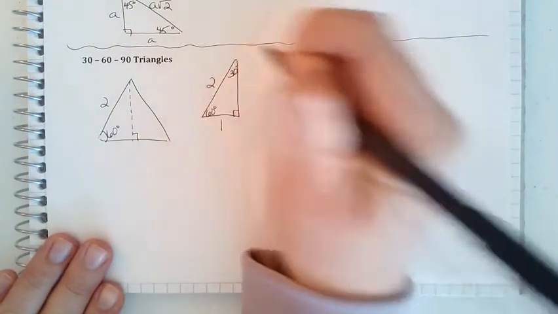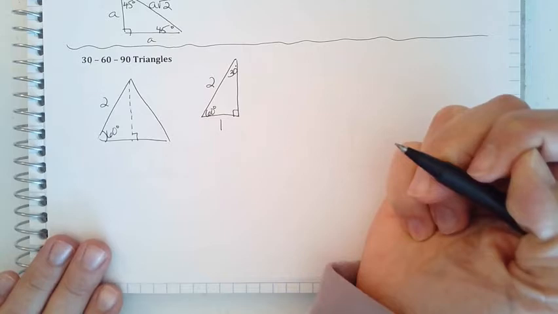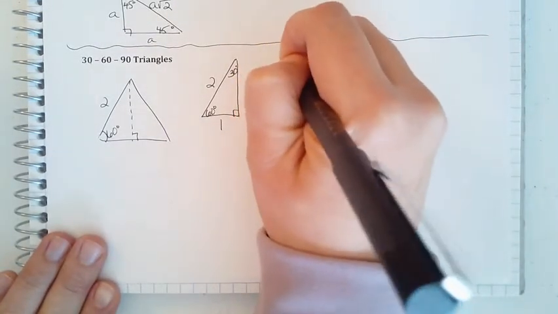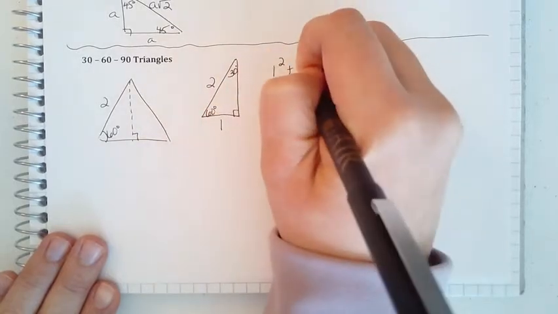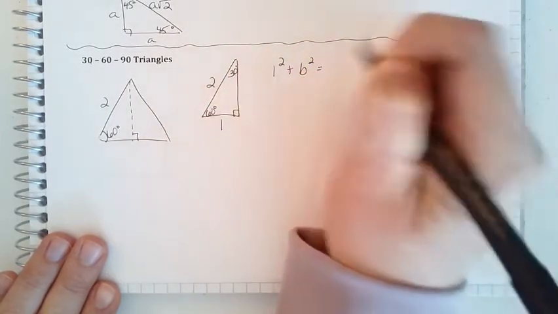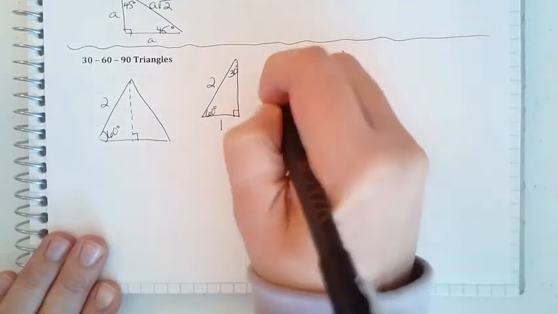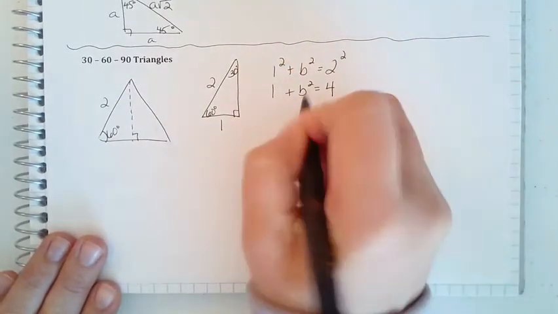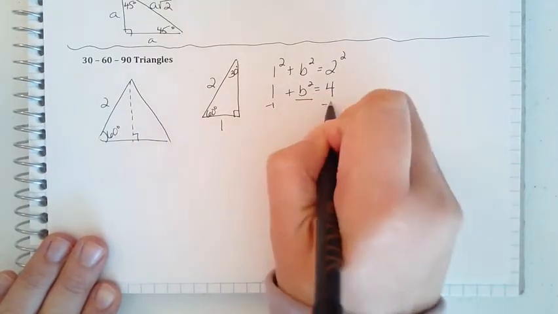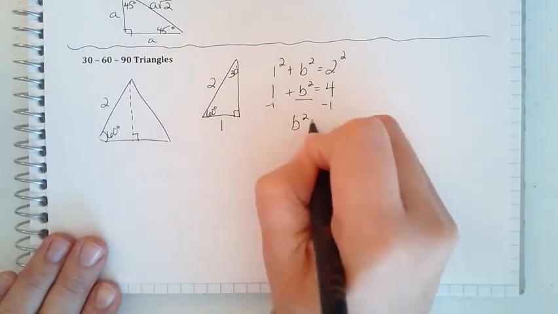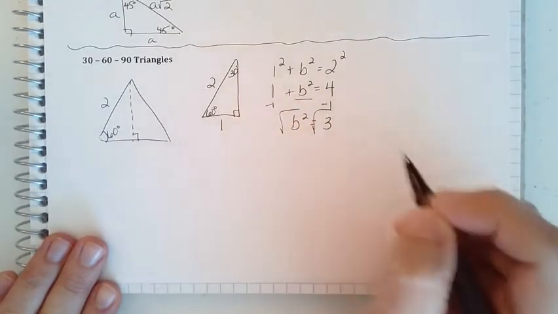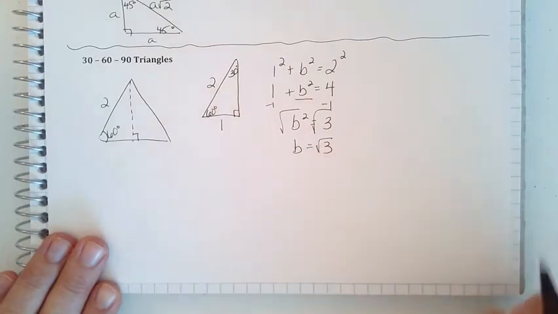Now again, I could use trig, but Pythagorean theorem, especially with small numbers, is pretty quick. So if I use this, I'm going to get 1 squared plus the other leg, which let's just call it b squared, equals 2 squared. 1 squared is 1, b squared is b squared, and 2 squared is 4. Then I want to get b squared by itself, so I'm going to subtract 1 from both sides, and I get b squared equals 3. I'm going to square root both sides, and I get b equals root 3. So that means the altitude is root 3.